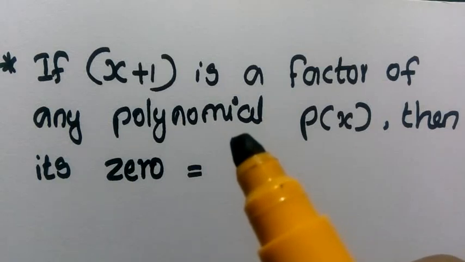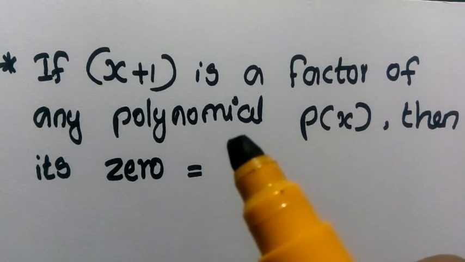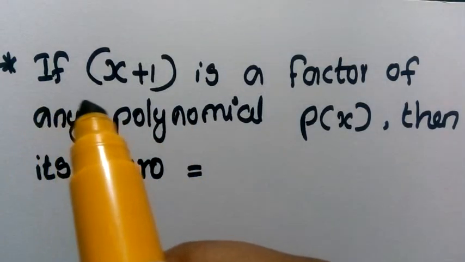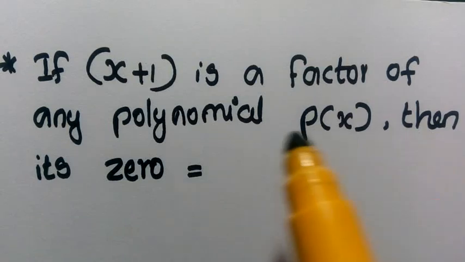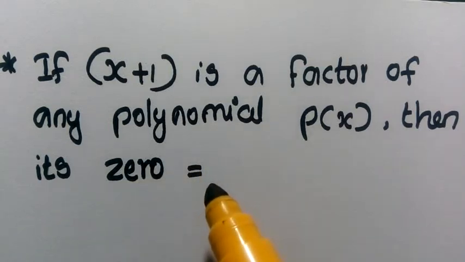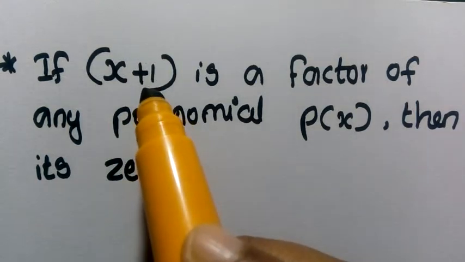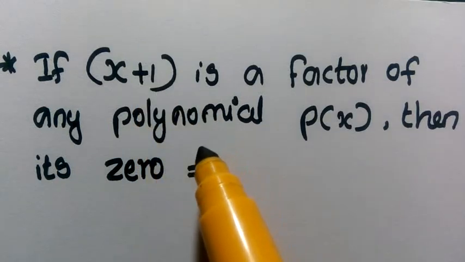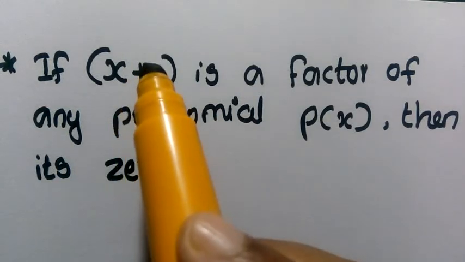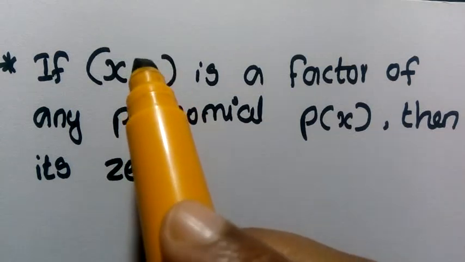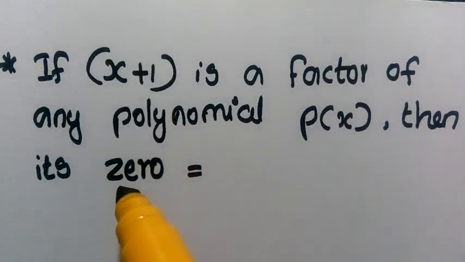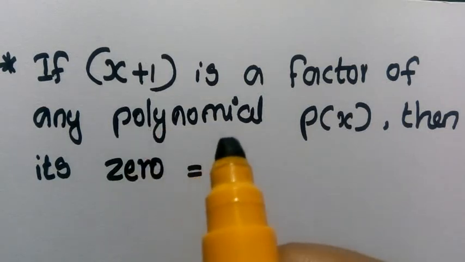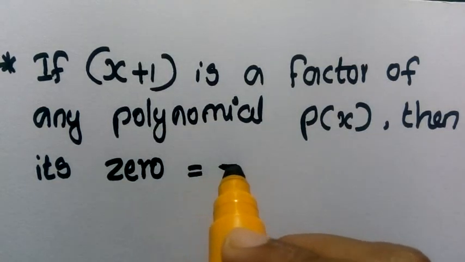Now we discussed if the zeros are available, how to find the factor. Now reversely, if x plus 1 is a factor of any polynomial p of x, then its 0 is equal to, factor is given, we need to find the 0. So here the factor is x plus 1. So what is the 0? 0 is equal to minus 1.